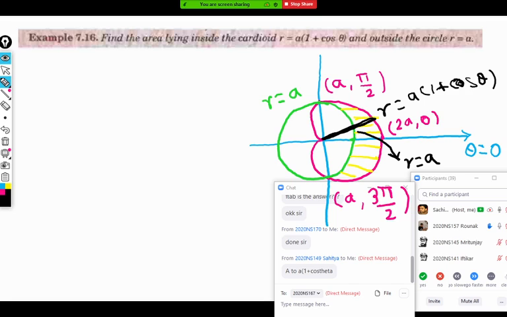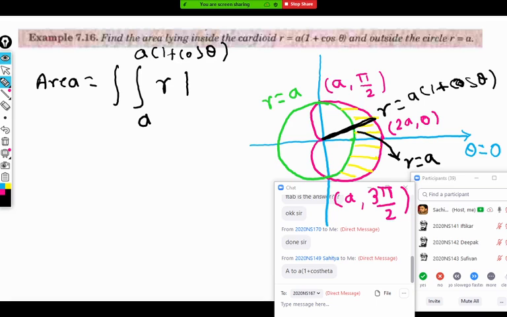So we say here the area is a double integration, a to a(1 plus cos theta), and obviously it is r dr d theta because we are doing it in polar form. What about the limits of theta? 0 to pi by 2. Is it correct? Because the region is not.